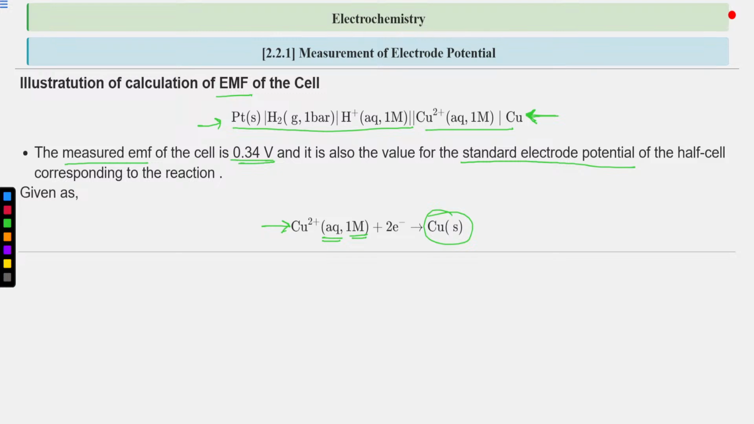That means the overall cell electrode potential will be equal to the standard electrode potential of the right half cell, which corresponds to this reaction. This is the reaction for the copper reducing, right? Copper is gaining electrons and converting to copper 0 in the neutral state. So 2 positive to 0, that means it is reducing.